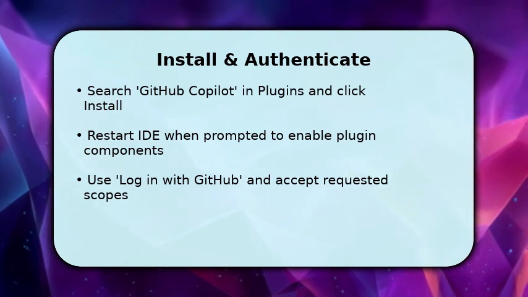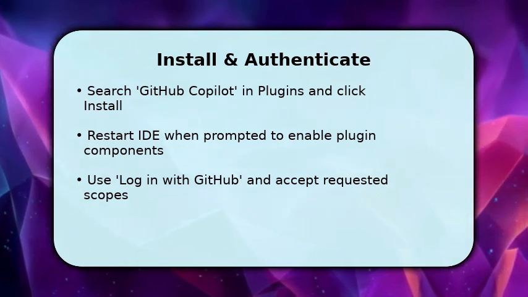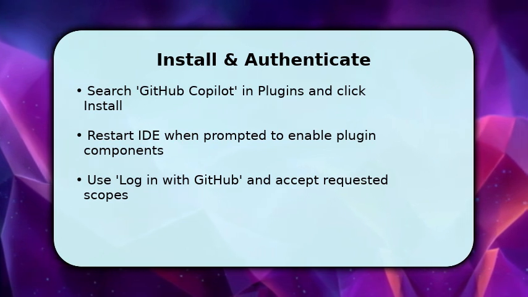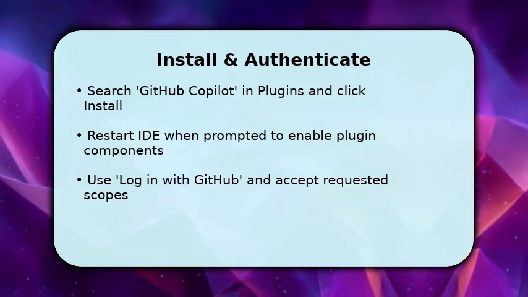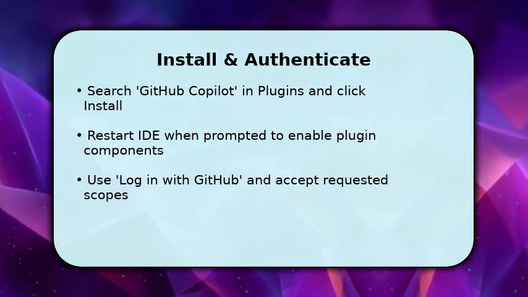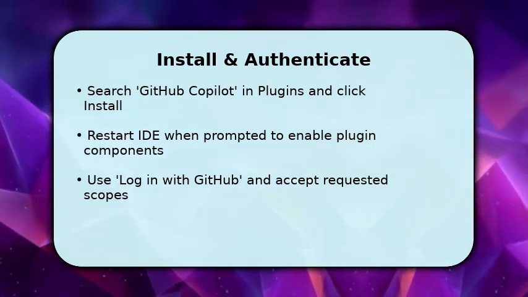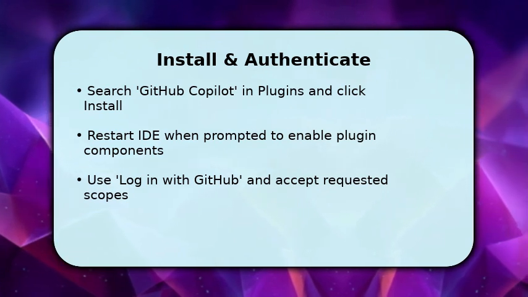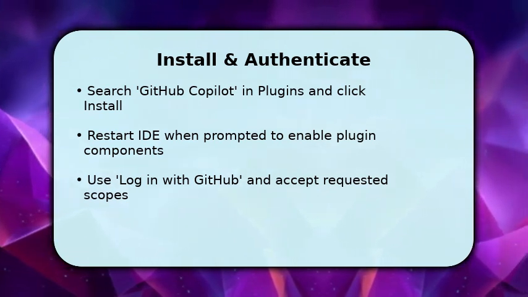After restart, choose Log in with GitHub. The browser will request scopes. Accept them so the plugin can access completions. Make sure to select the correct GitHub account if you have multiples. Once authenticated, Copilot will register with your IDE and is ready to be configured for project use.